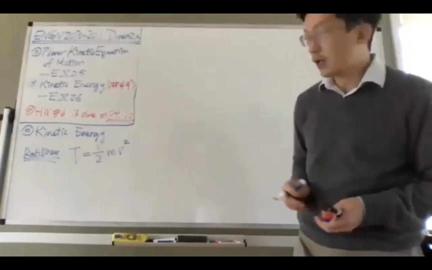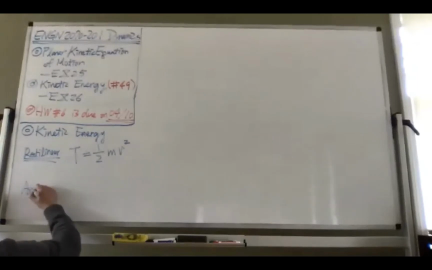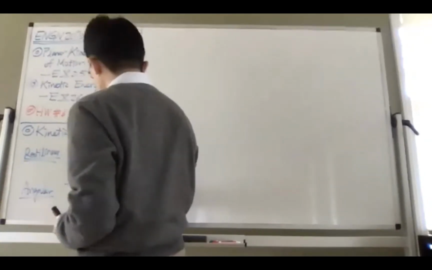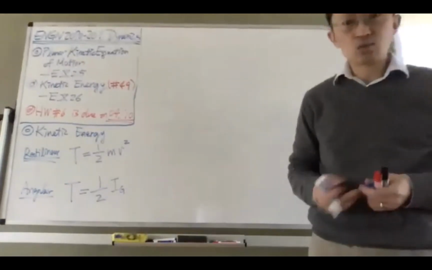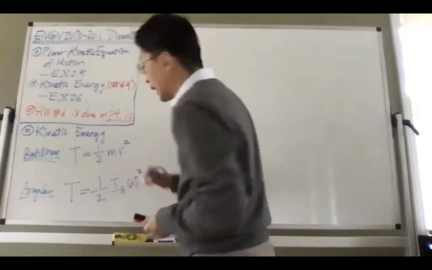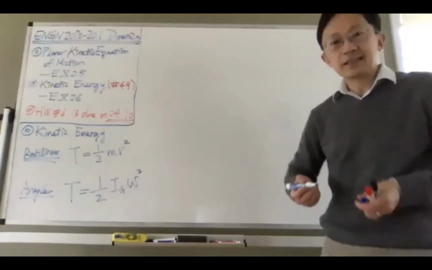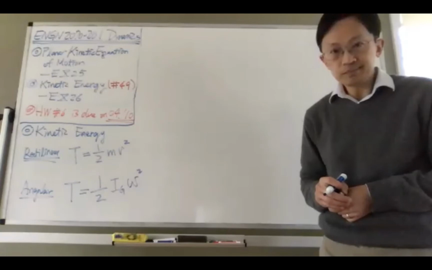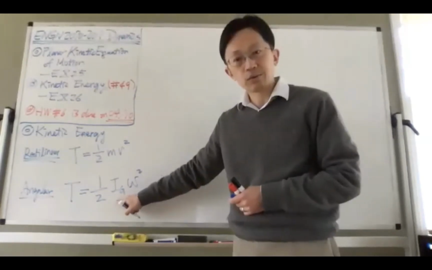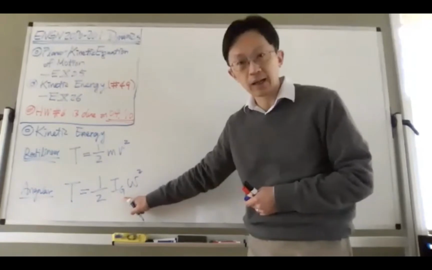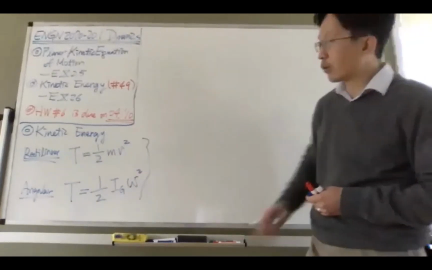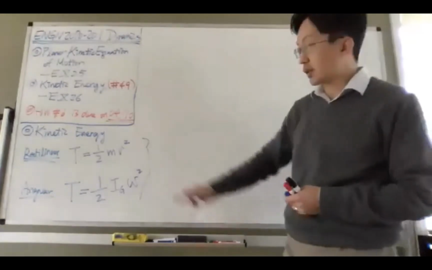We only have that. And if it's angular motion, kinetic energy equals 1/2 of the mass moment of inertia at the center of gravity, of course, assuming that the center of gravity is the center of rotation, times omega, the angular velocity, squared. That's the form in angular motion. Now, of course, when the center of gravity is not the center of rotation, this IG will have to be replaced with IA. So in planar kinetic equation of motion, the way we consider kinetic energy is to consider both.